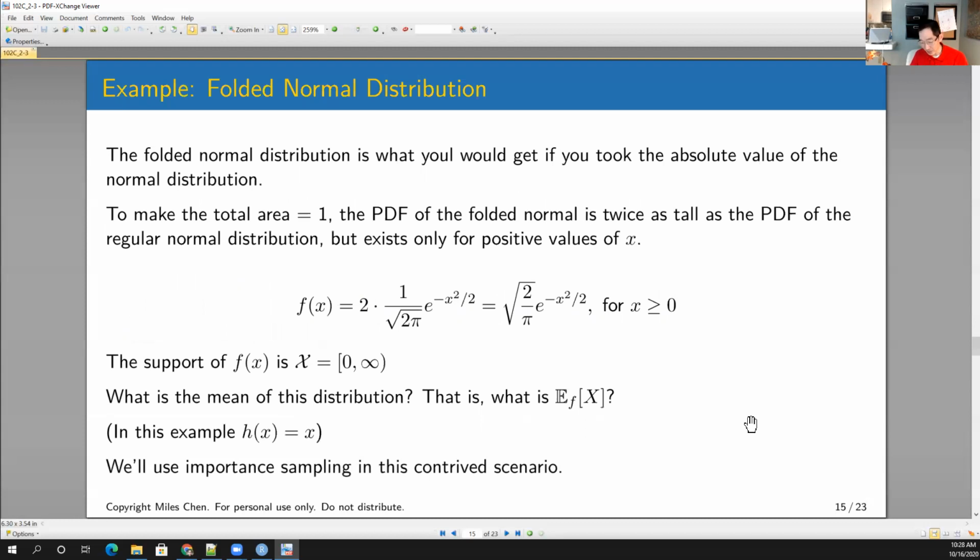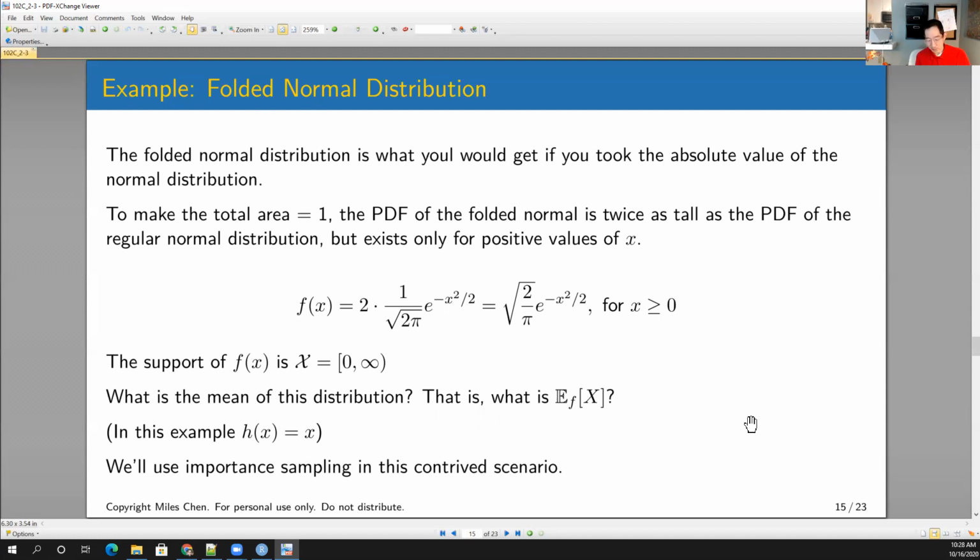Okay, so this is an example. Again, this has already been solved because we are able to generate values from the normal distribution. But the example here is the folded normal distribution. The folded normal distribution is the distribution of values that you would get if you just took the absolute values of the normal distribution. So you have a standard normal distribution, which generates values from negative infinity to positive infinity. But if you take the absolute value of everything, it's going to go from 0 to infinity.